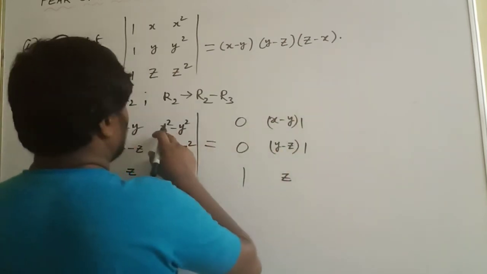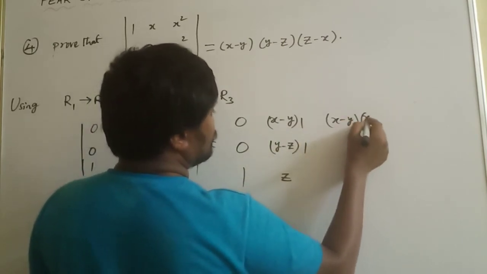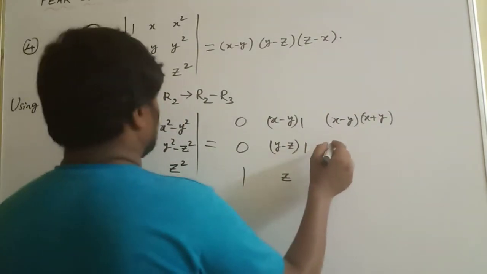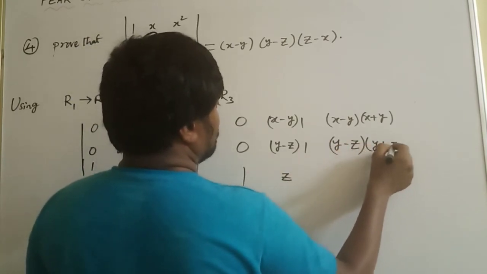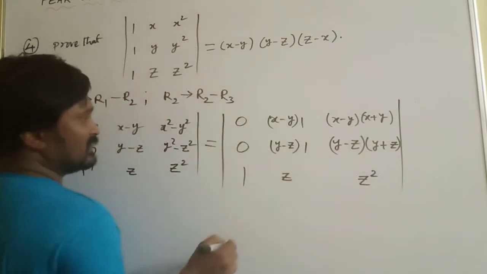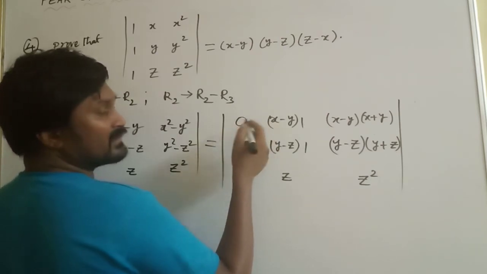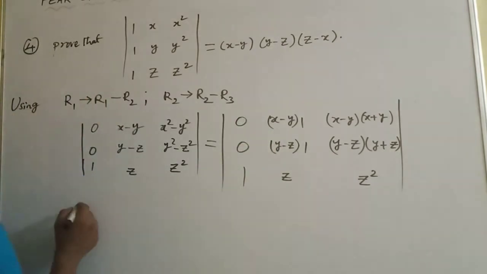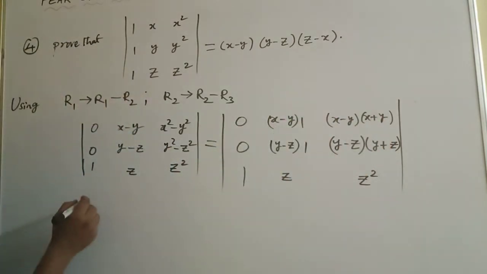Now x minus y. So here we can write x minus y into x plus y. Because a square minus b square means a minus b into a plus b. Same method, y minus z into y plus z square. So think that the 0 into any number, 0. So can I write this as 0 into x minus y? Yes. And 0 into y minus z? Yes, we can write. So that what I will do is only I will common those two. So from this row we will common x minus y.